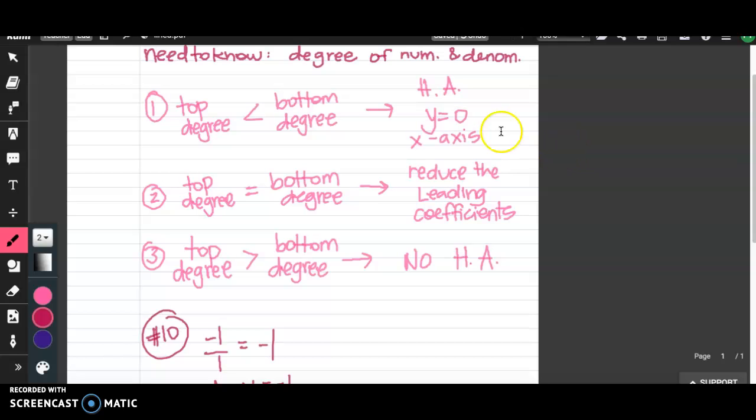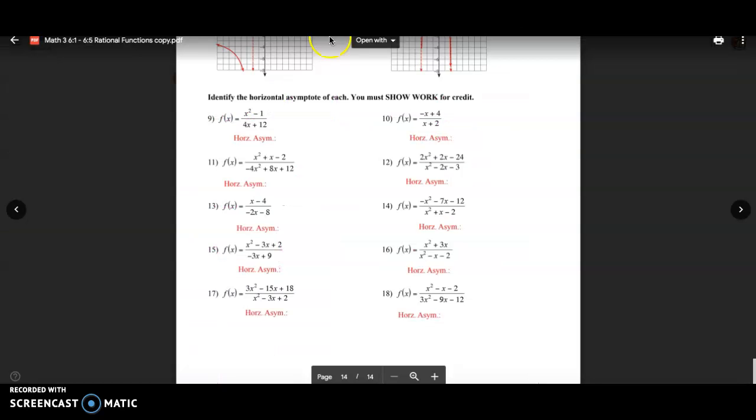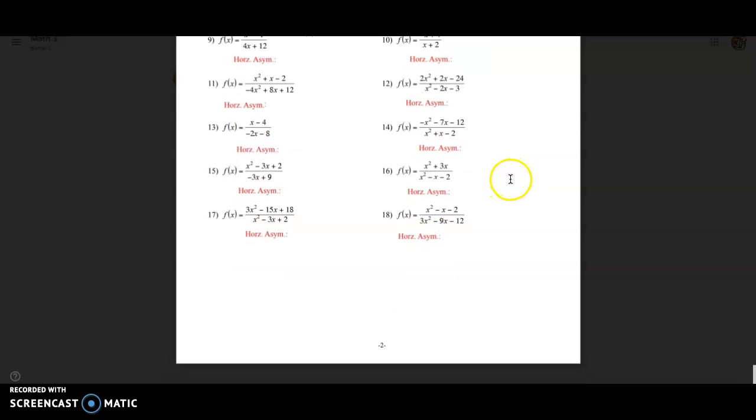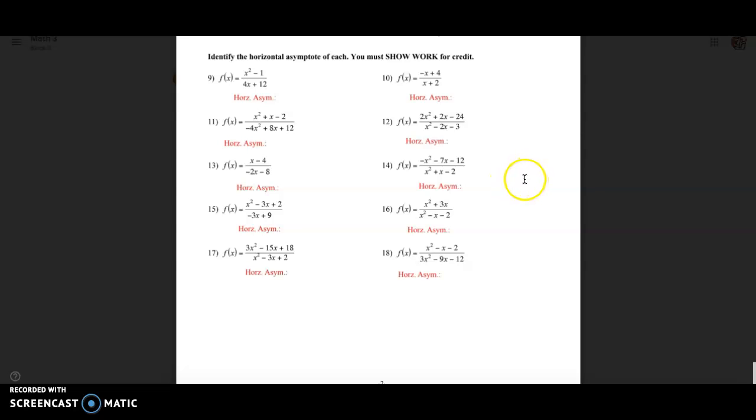Let's try one where the top degree is less than the bottom degree. Let's look for one. I guess I didn't put any of those on this one. Well, I guess there's a hint for you. There's none of those on the homework. It looks like most of them are going to be the ones that we have to reduce. See how these are equal, equal, equal degree, equal degree, equal degree. So most of them are just going to be reducing the leading coefficient.